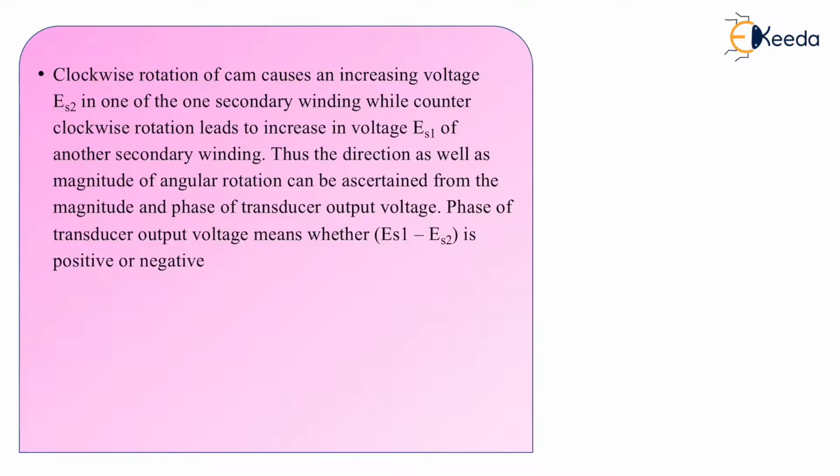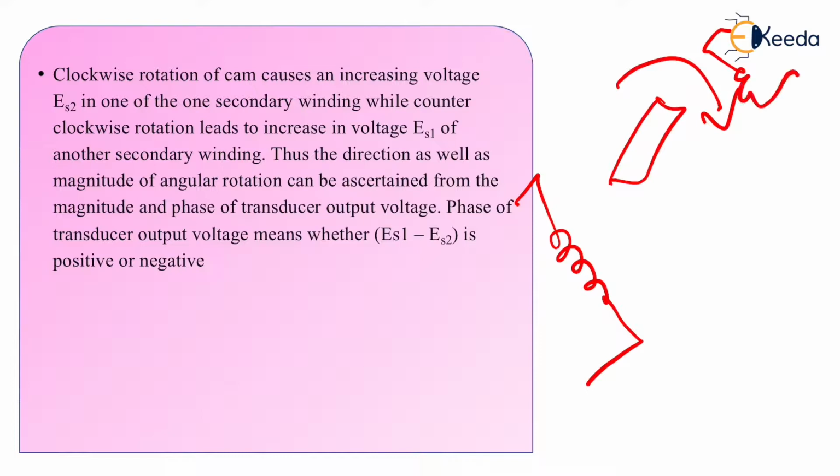Now consider the second case. In the second case, if the shaft is rotating in the clockwise direction between the primary winding and the secondary winding, it increases the induced voltage, and that increase in voltage is in ES1. Thus the direction as well as the magnitude of the angular rotation can be ascertained from the magnitude and the phase of the transducer output voltage. Phase of the transducer output voltage means whether ES1 minus ES2 is positive or negative.